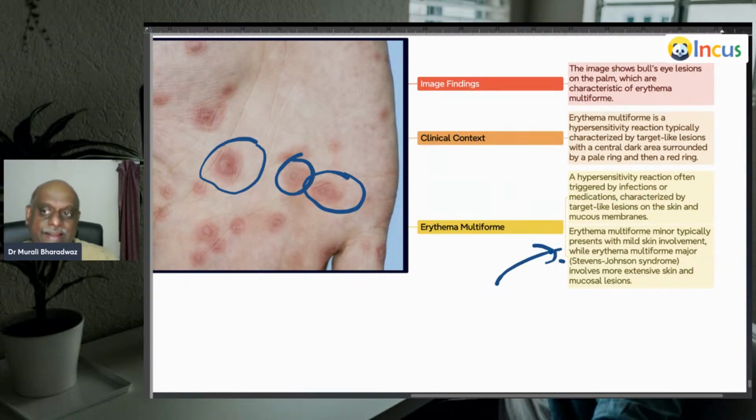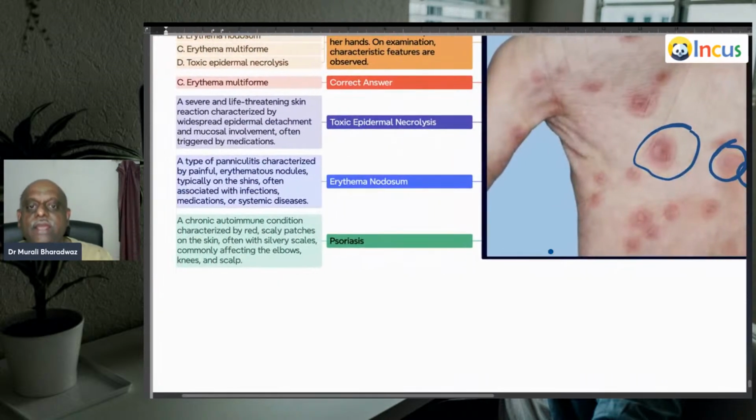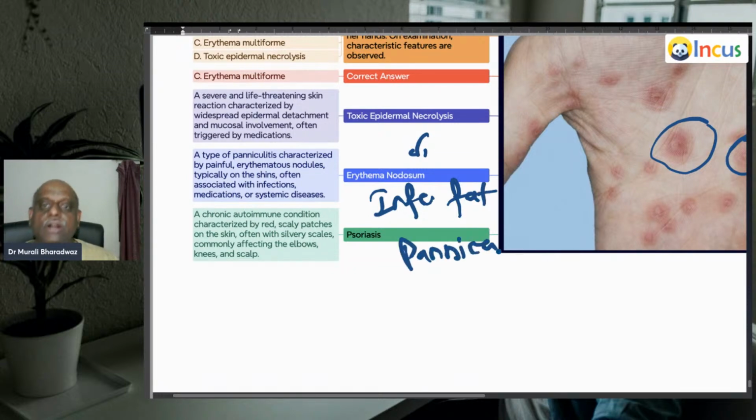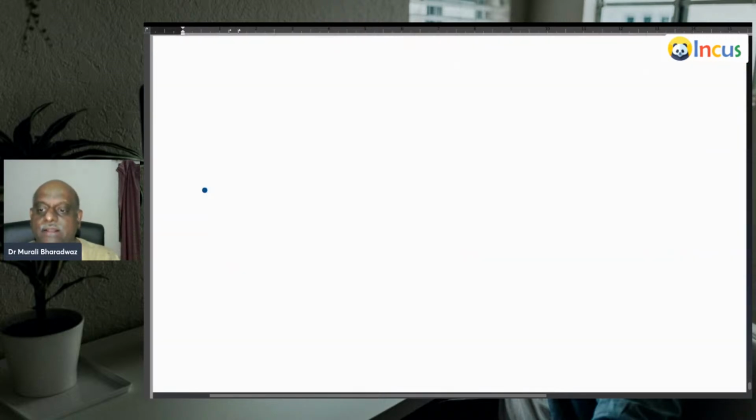Typically a hypersensitivity reaction with target-like lesion with central dark areas is erythema multiforme. Why not erythema nodosum? Nodosum means inflammation of fat tissue, that is panniculitis, is called erythema nodosum. So painful erythematous nodules typically on the shin, seen in infections, medications, etc. One of the full-scale mock tests, I will give an image-based question on nodosum also, is what you need to remember.